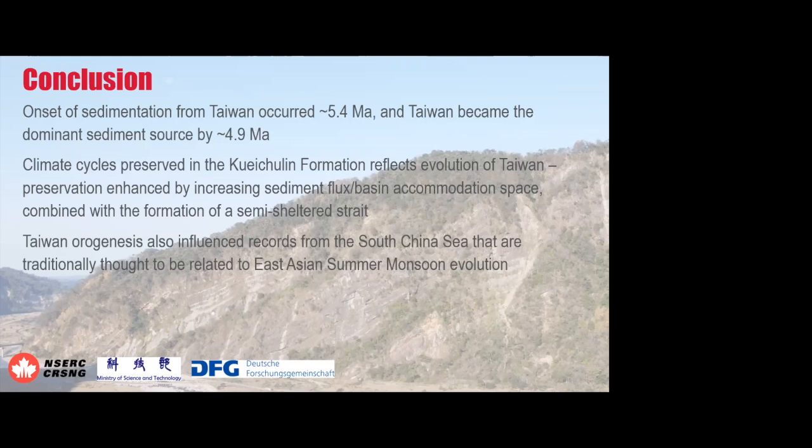The emergence of Taiwan also influenced the signals preserved in sediment records in the South China Sea as far as 1,000 kilometers away, which have traditionally been interpreted to reflect changing monsoon intensities. And this emphasizes the need to consider and identify non-climate controlled mechanisms that can drive changes in proxy records in order to accurately reconstruct paleoclimate, especially in tectonically active and geologically diverse regions.